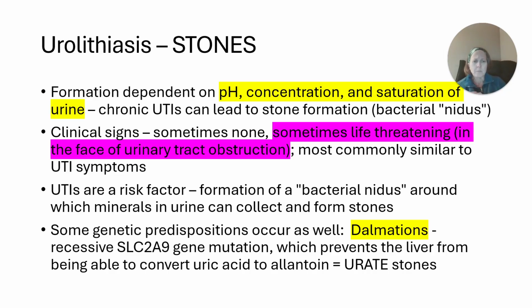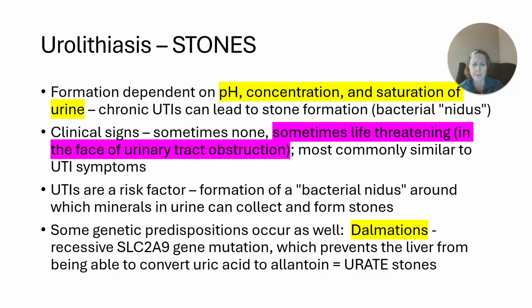Most commonly, symptoms of stones are most similar to those that we see with UTI. As I mentioned, UTIs are a risk factor. What can happen is if you get a lot of bacteria, they can start to clump together. And a little clump of something is often called a nidus in medicine. And with a bacterial nidus and supersaturated urine with minerals that is really concentrated, those minerals will start to deposit around that bacterial nidus, and slowly over time, they'll develop a stone.